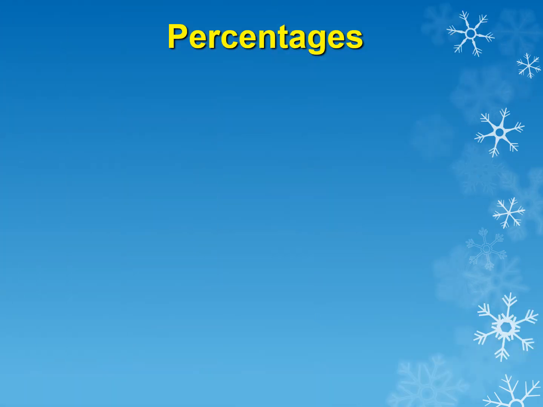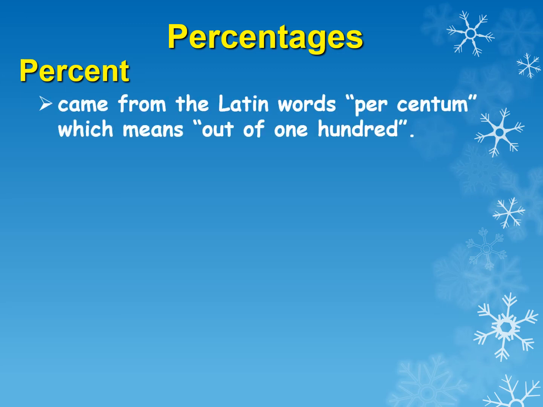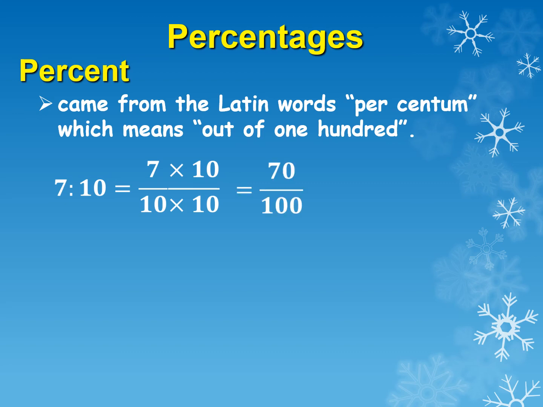Let's move on to percentages. What is percent? Percent came from the Latin word percentum, which means out of 100. So 7 is to 10 is written as 7 over 10. Let us make it in percent. From here, always take a look at the denominator. What number must be multiplied to 10 to become 100? We are going to multiply both the numerator and denominator by 10. So 7 times 10 is 70, 10 times 10 is 100. So we have 70 over 100, and it is written as 70% because it is out of 100, meaning the denominator is 100.